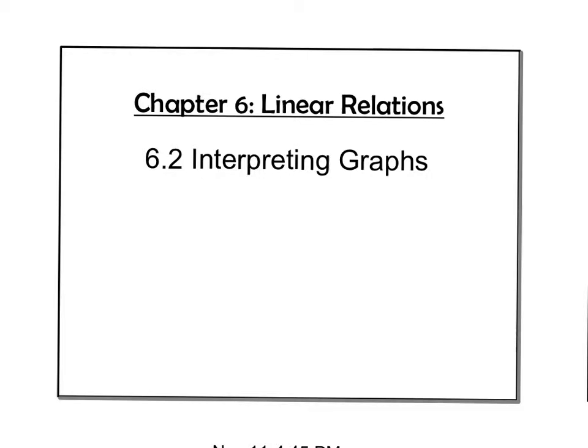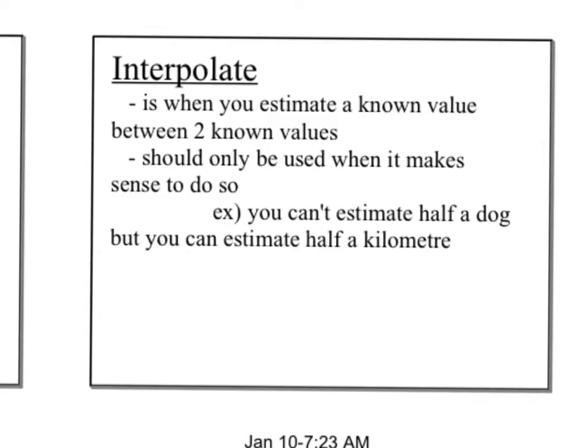Okay, 6.2 is looking at graphs and just taking information already given to you and answering different types of questions on it. So the first part is called interpolation, or interpolate, where you have to find a known value between two other known values. So what this means is you're given a line graph and you'd be looking for a new point on that line to answer a question either based on the y-axis or the x-axis.